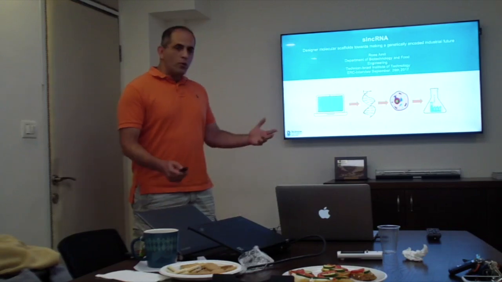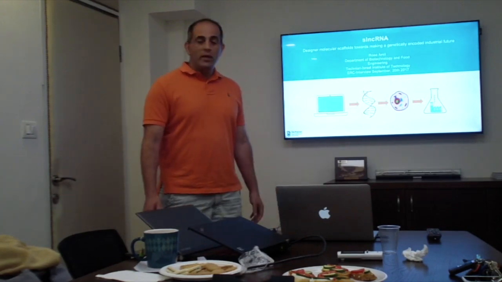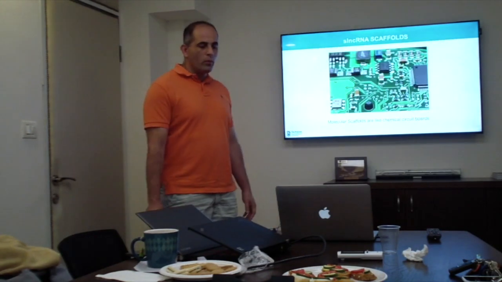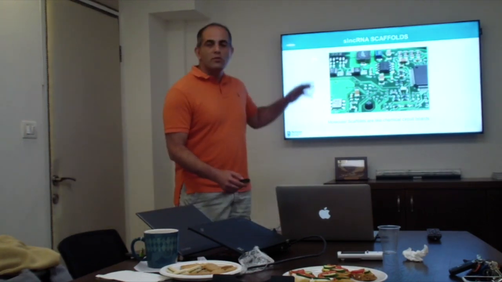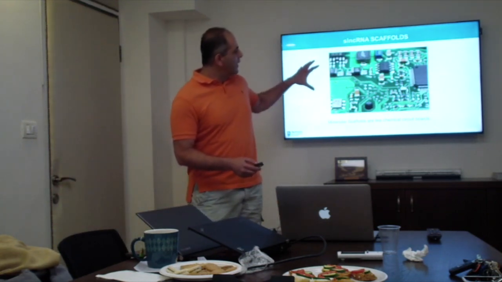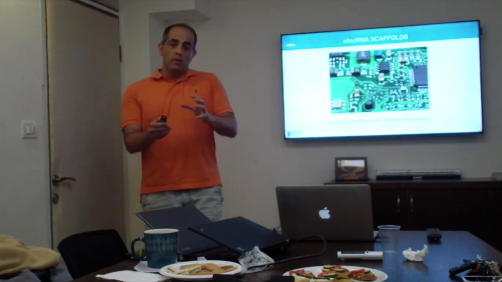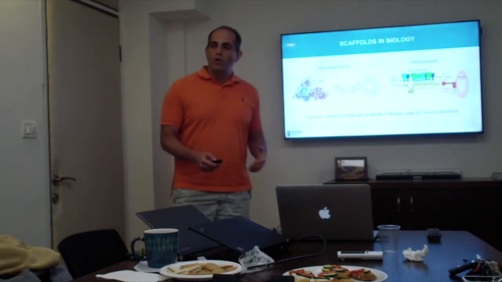Good afternoon, everyone. Today I'd like to share with you my vision for a genetically encoded, green and sustainable industrial future. And the way we're going to do that is by engineering molecular scaffolds. Molecular scaffolds are chemistry's version of circuit boards, where you would basically take modules that encode a particular function and assemble them in close proximity to generate a much more complex function. And scaffolds are ubiquitous in biology.